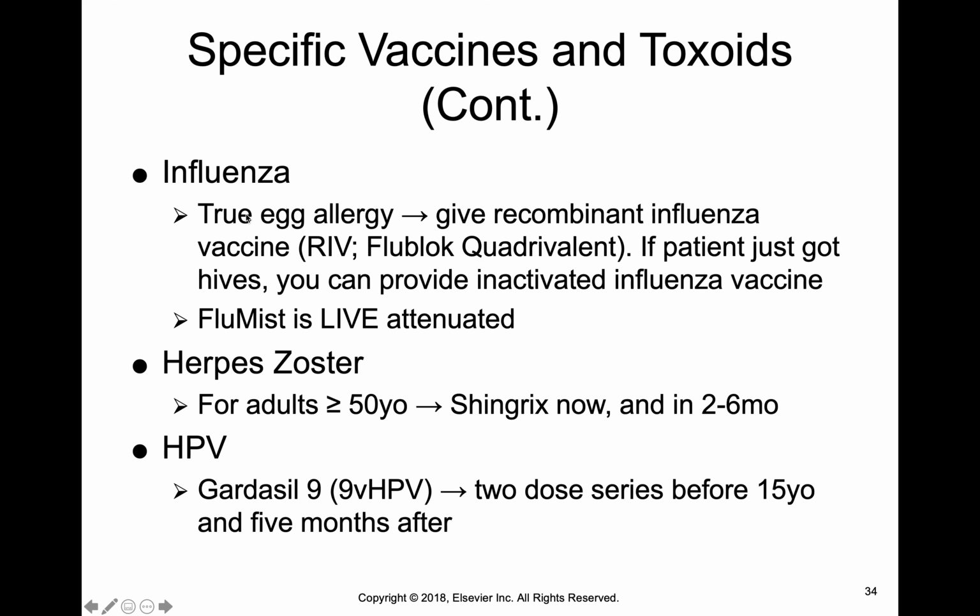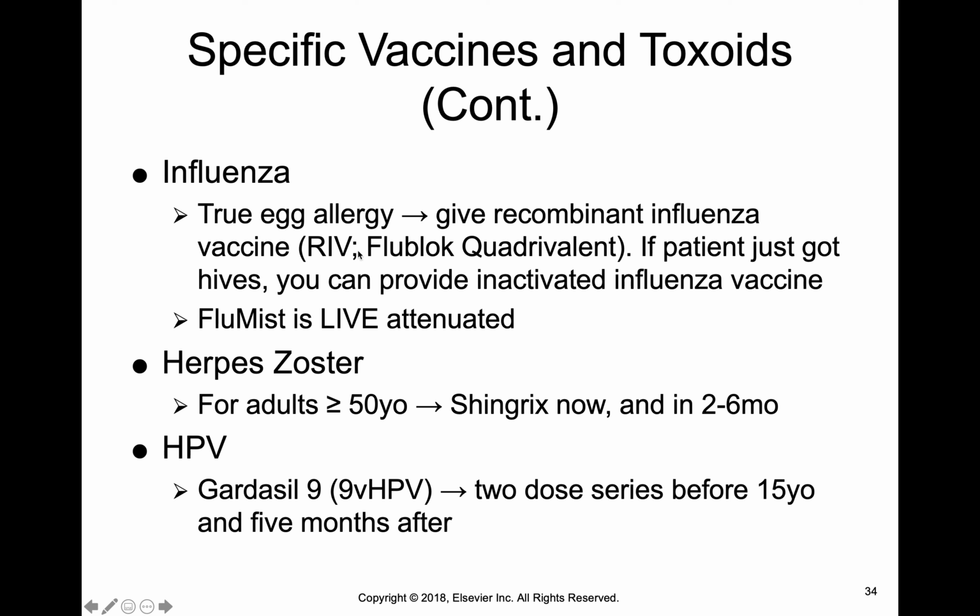So influenza, if a patient has a true egg allergy, and I'm talking if they eat eggs and they just have anaphylaxis, one company does make a recombinant influenza vaccine, so this is not pooled from blood products or anything like that. Recombinant means it's synthesized in a lab, so henceforth RIV, recombinant influenza vaccine, and that brand name is Flublok quadrivalent, and so that's an option.